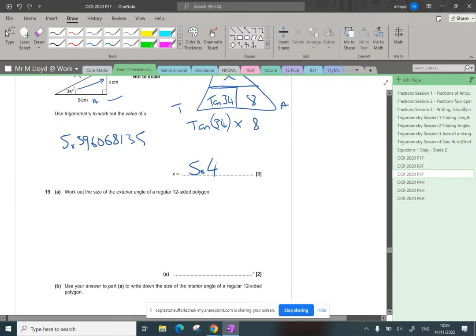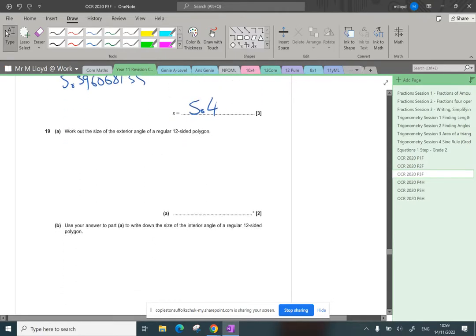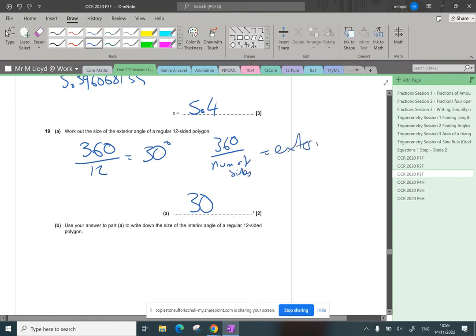Okay, that's done. Work out the size of the exterior angle of a 12-sided polygon. Well, nice and simple that one. 360 divided by n will give us the exterior angle, which is 360 divided by 12. I think it's 30. Let me just check. It is 30. So 30 degrees. Because 360 divided by the number of sides equals an exterior angle. And actually, it works the other way around as well if you swap over the exterior angle and the number of sides.